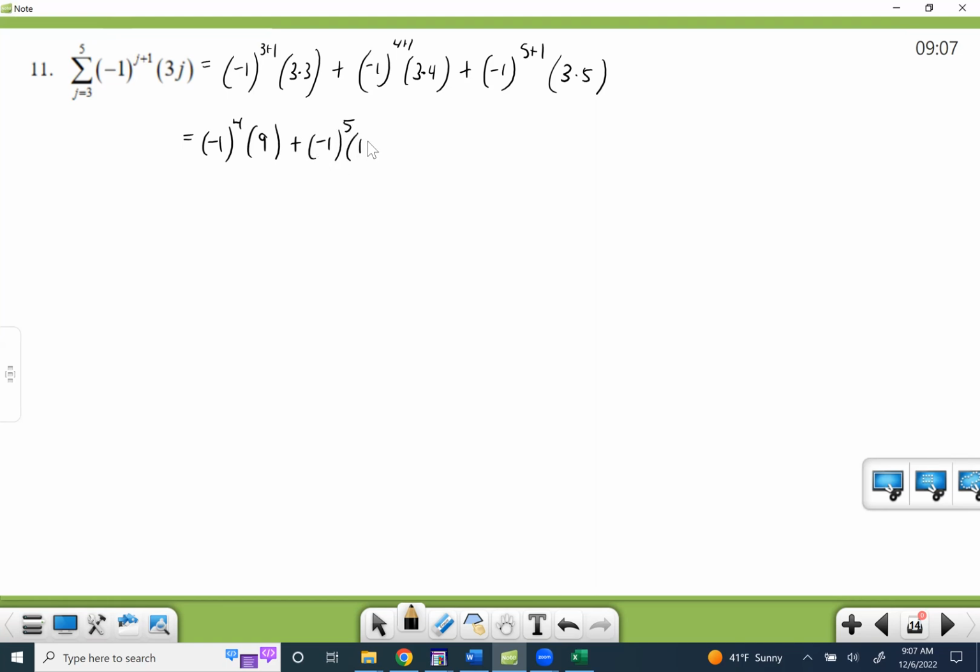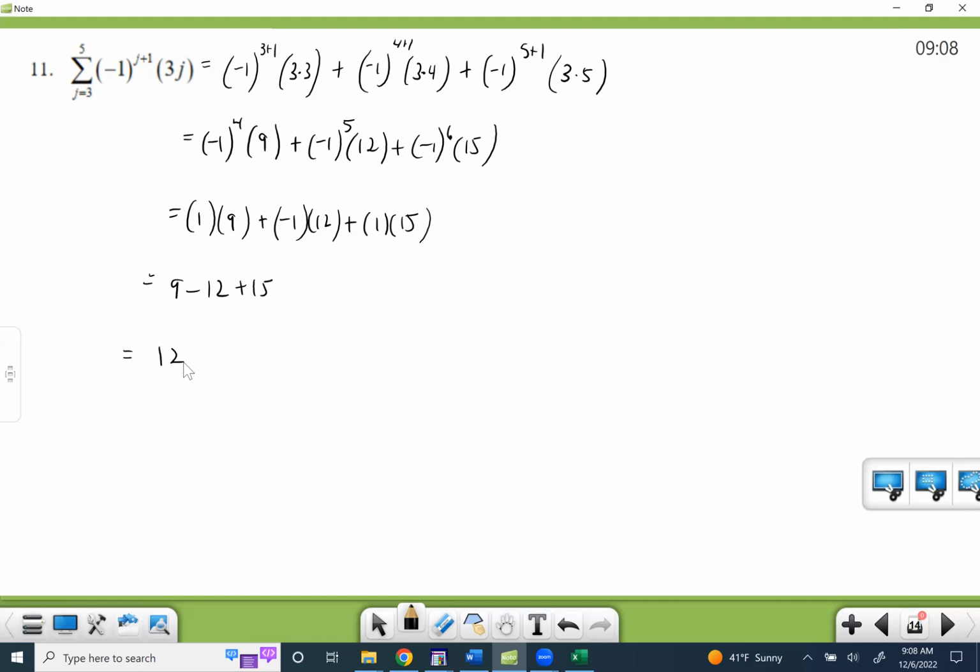3 times 4 is 12. And this one is -1 to the sixth. 3 times 5 is 15. A negative raised to an even is a positive. A negative raised to an odd stays negative. A negative raised to an even becomes positive. So we are looking at 9 minus 12 plus 15.